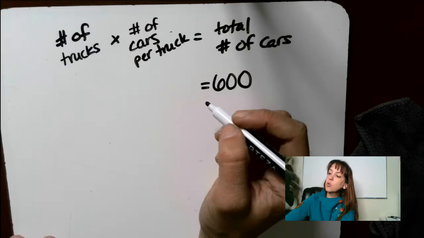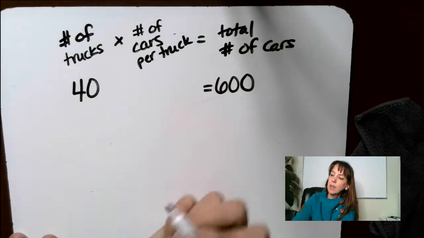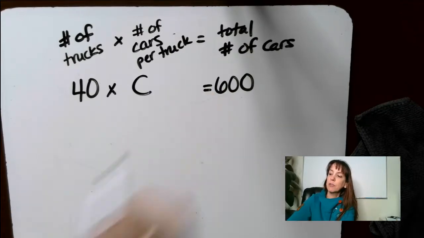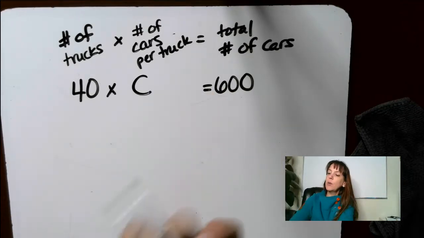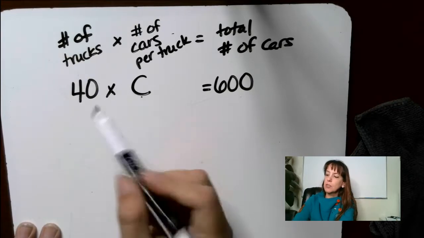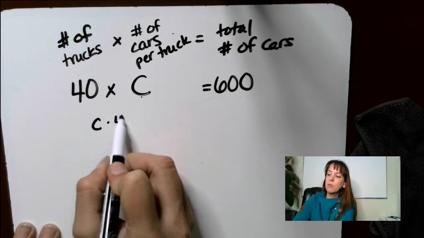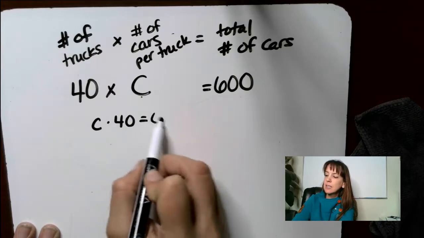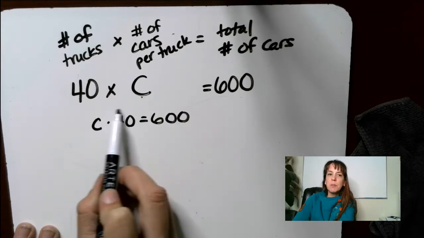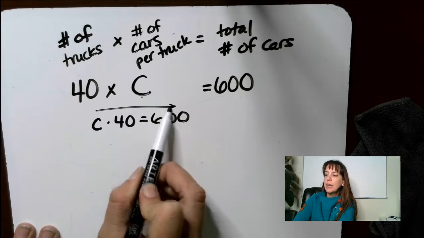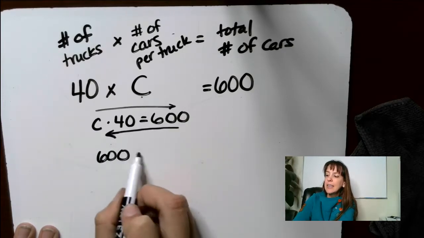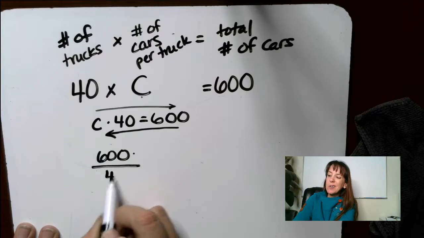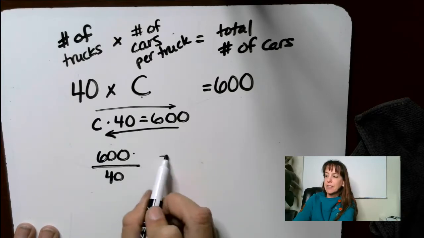By 40 trucks, times C for the number of cars per truck. We have that variable in the middle again, so let's flip that around. C times 40 equals 600. Multiply in this direction, we can divide in this direction, so it becomes 600 divided by 40. Notice I wrote the division bar.